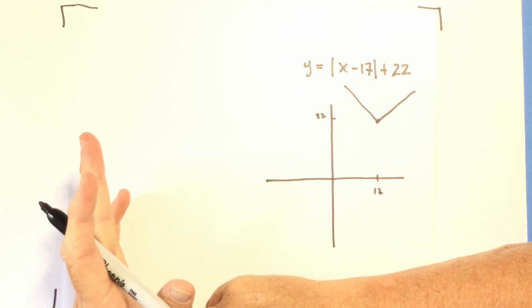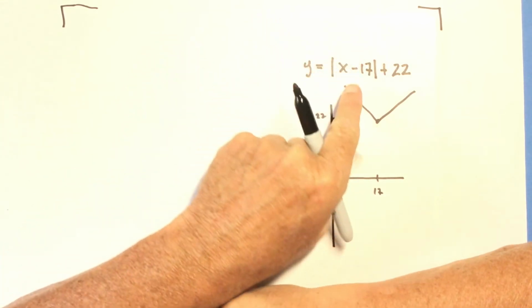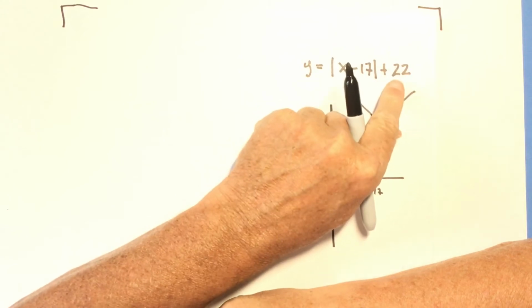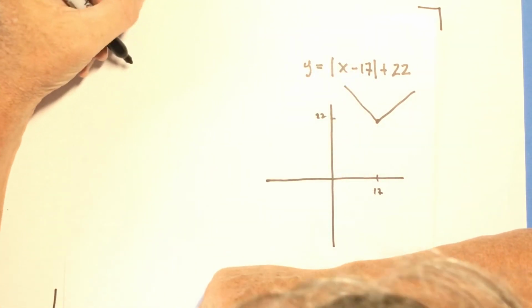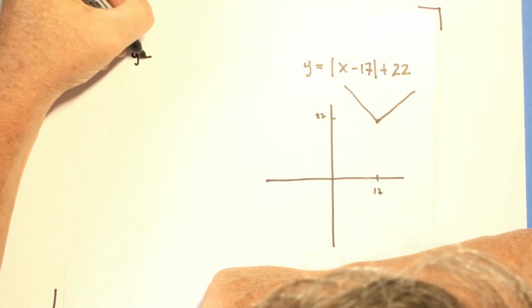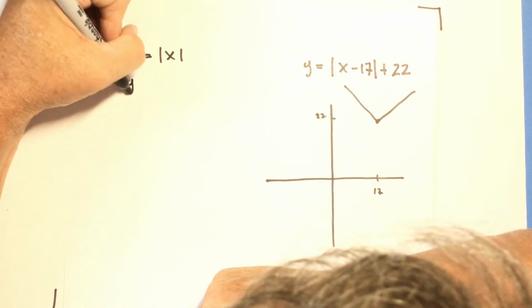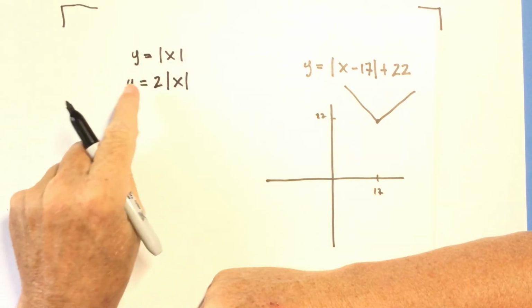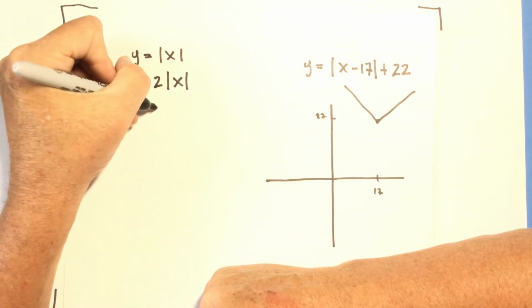Well, it can get a little more difficult, because this now explains what happens to our parent graph whenever we add or subtract a number within the absolute value and add or subtract a number outside the absolute value. But what if we're multiplying something? Consider this. Here's our good old parent graph. What happens if I multiply that by a number outside the absolute value? Okay, well, let's see what happens.